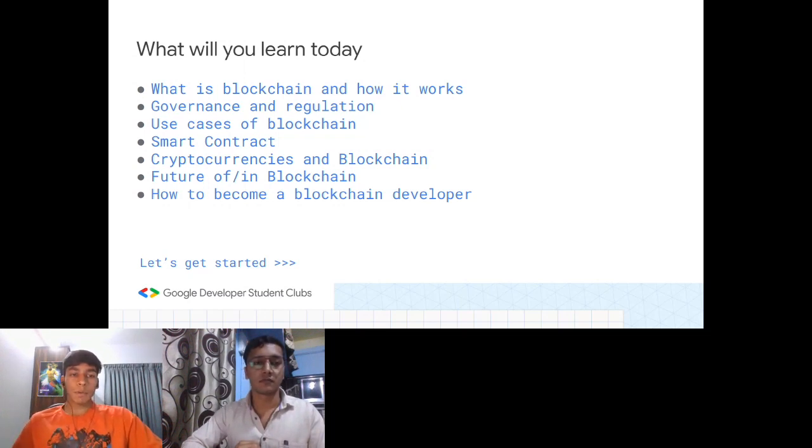Then comes the concept of smart contracts. Smart contracts are really fun, and it is one of my favorite topics, so we'll be covering that too. Cryptocurrencies, I think you've all heard about, and we'll be looking at cryptocurrencies in our session too. Then we'll look at the future of blockchain. Is there any real future in blockchain technology, or how's the condition? We'll be covering that topic too. Finally, we'll look at how you can become a blockchain developer, and all the roadmaps will be provided. So let's just get started.